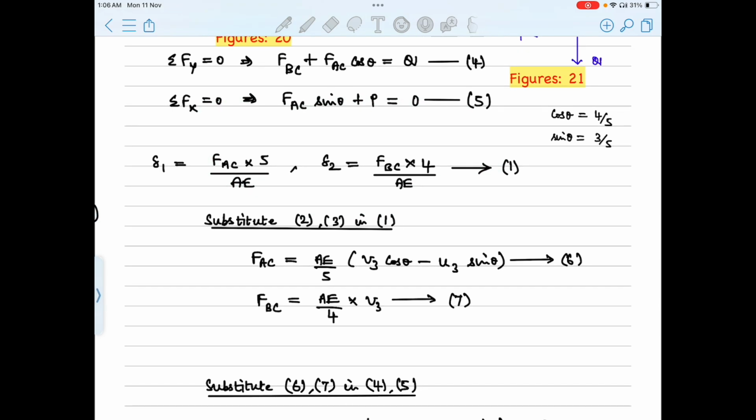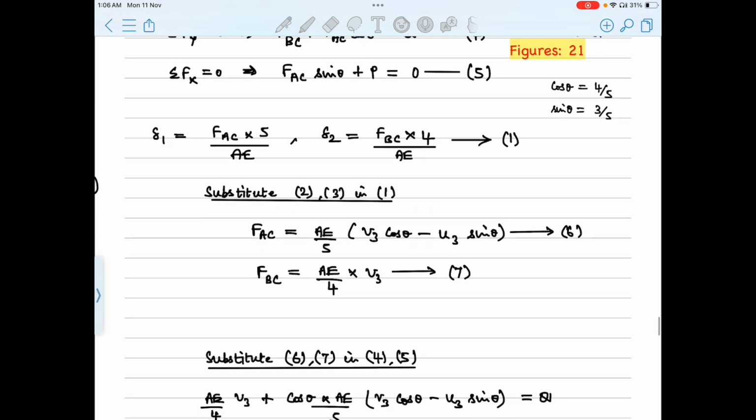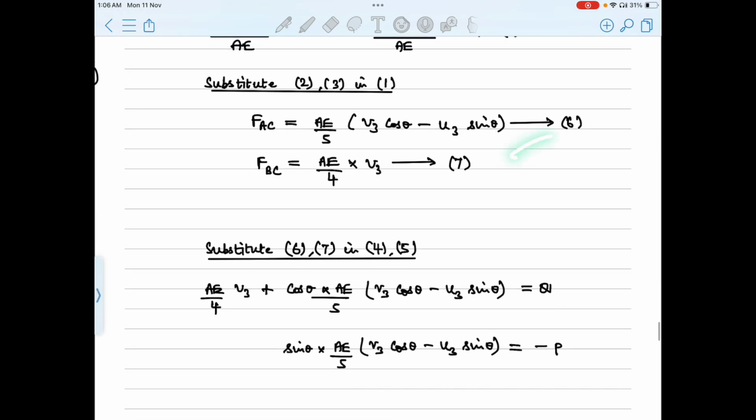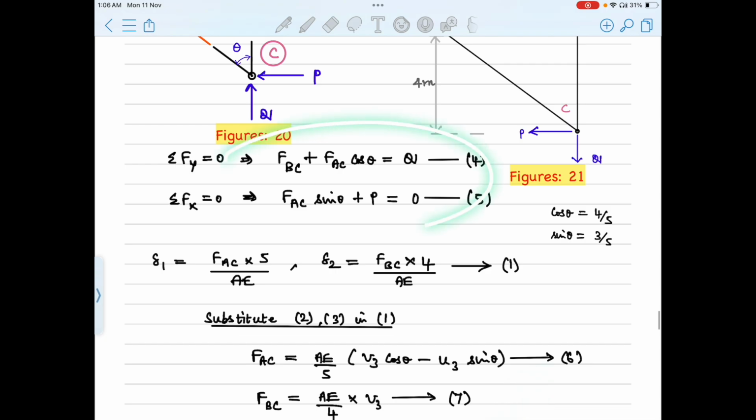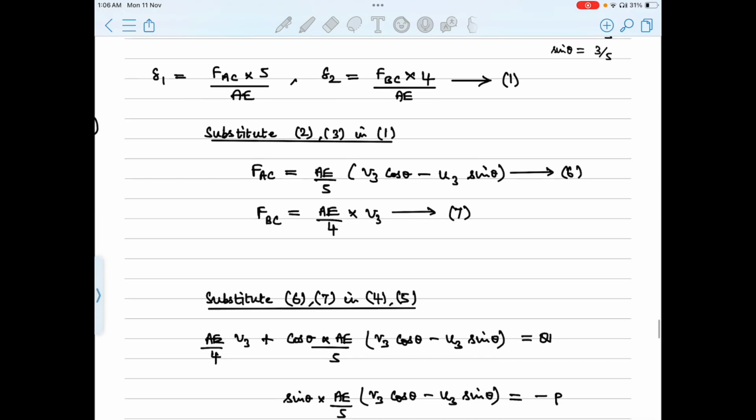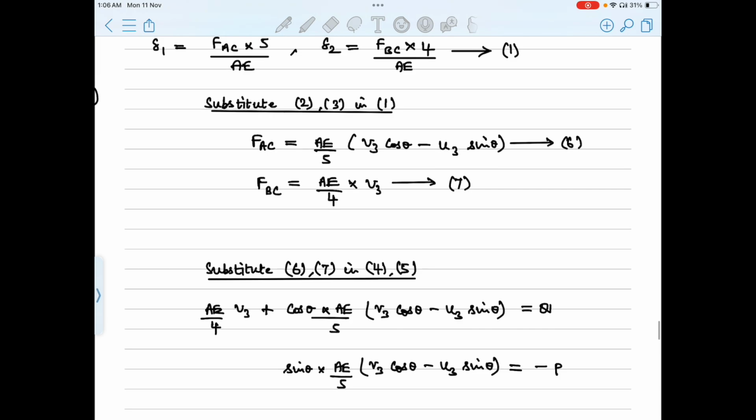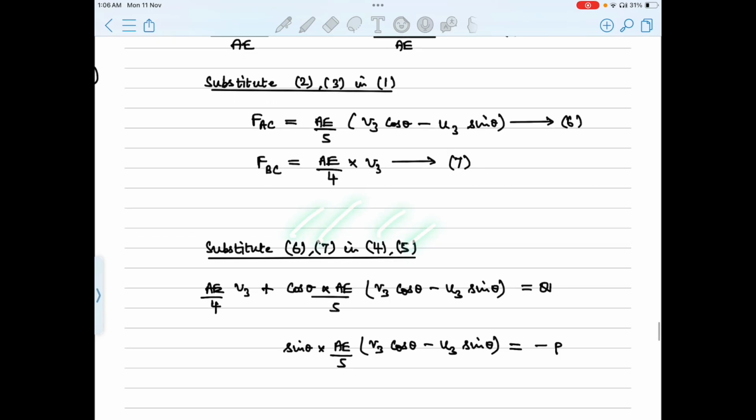So when we do so, what happens is we get equation 6 and 7, which relate member forces to global degrees of freedom, right? That's what it did. Finally, we substitute equations 6 and 7 in equations 4 and 5. So when we do that, we relate the globally applied external loads to global degrees of freedom. We see that the globally applied loads are related to global degrees of freedom, which are U3 and V3.